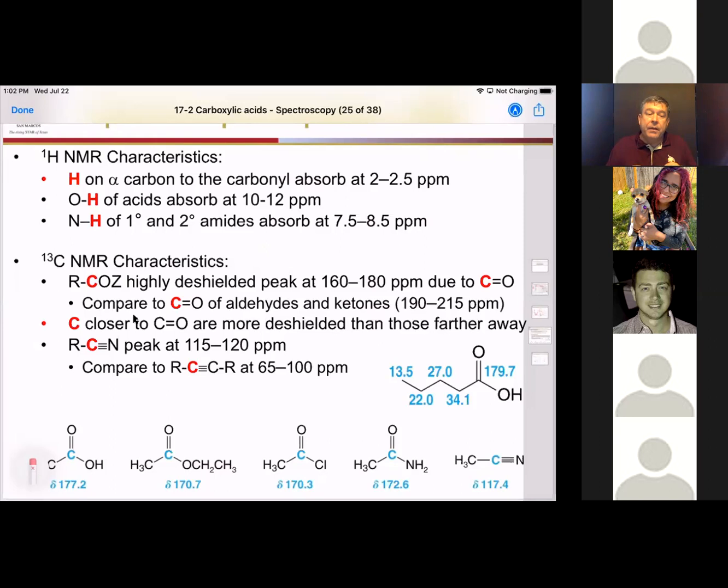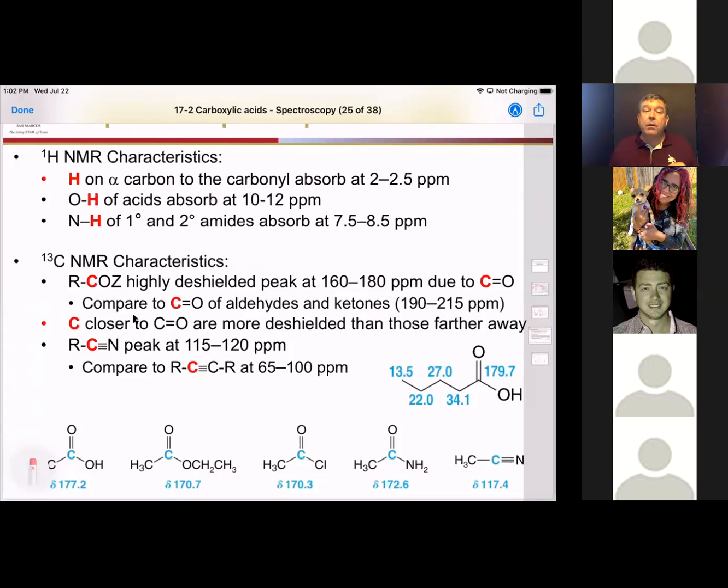And if you happen to have hydrogens on your nitrogen in an amide, those are very acidic as well compared to where they would be in an amine, which would be the 3 to 5 ppm range. They're actually moved up to just over that of benzene at the 7 to 8 ppm range, okay?